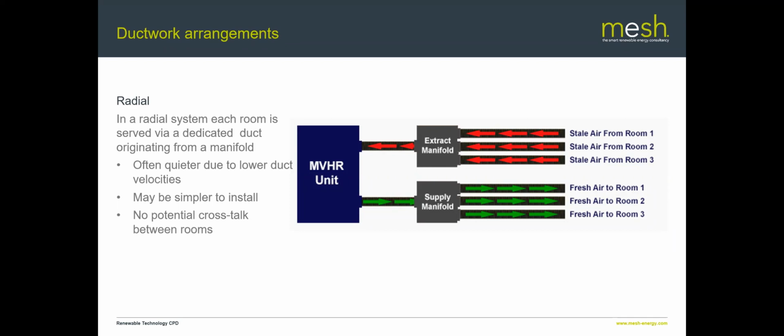It can be simpler to install simply because you're tending to use a slightly different type of ductwork, which is a bit more flexible, and it also means that you don't get the issue of crosstalk, which is where, if there's a direct link between two rooms, particularly between bedrooms, the noise from one bedroom can travel through the ductwork into another bedroom or into another room. That can be worked around using things like silencers, but this design does eliminate it straight away.